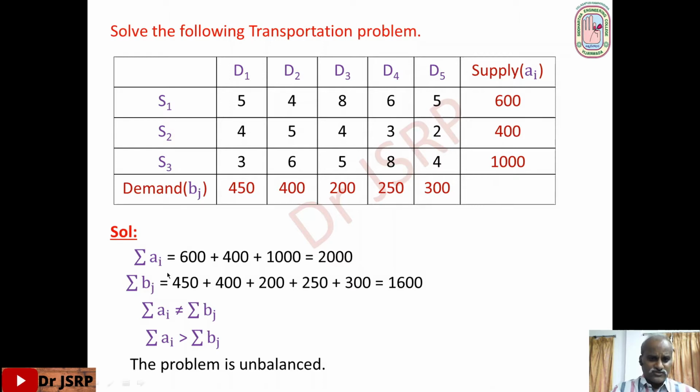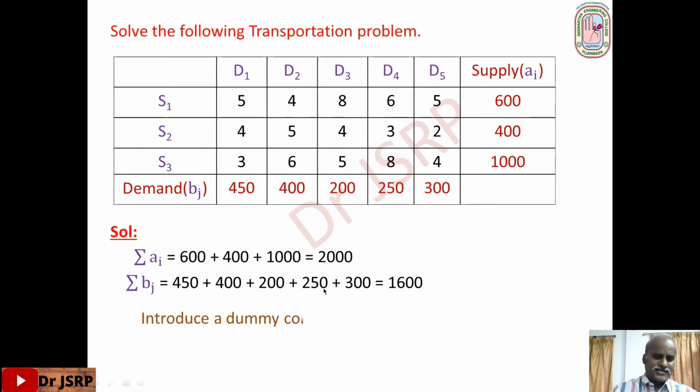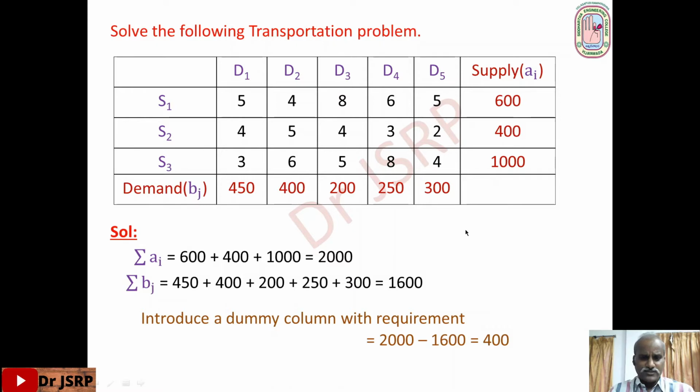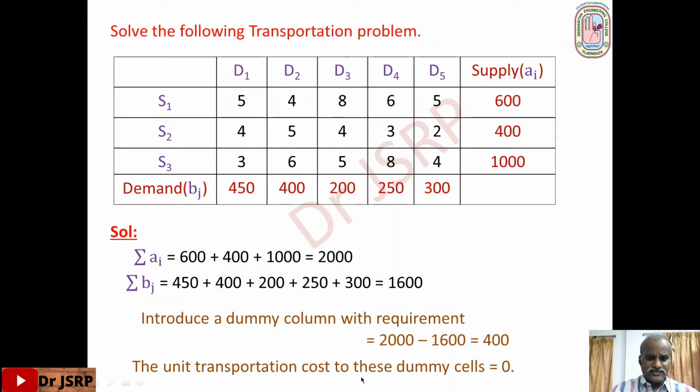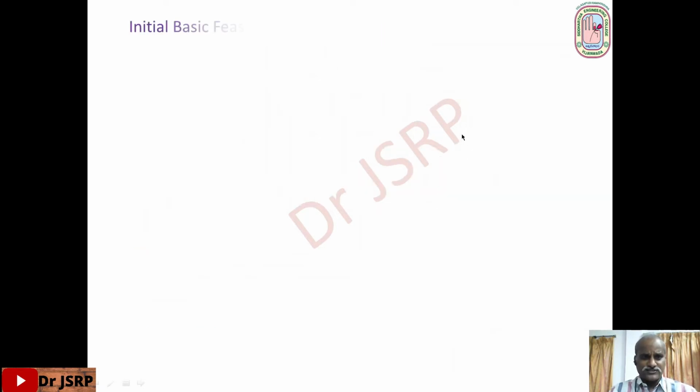To overcome this, we introduce a dummy destination column in the transportation table whose requirement is equal to the difference of these two values, that is 2000 minus 1600, that is 400. The transportation cost per unit to all these dummy cells is taken as 0, since these are dummy cells, they do not affect the transportation cost. So in the table, we introduce a sixth column whose transportation costs are 0.